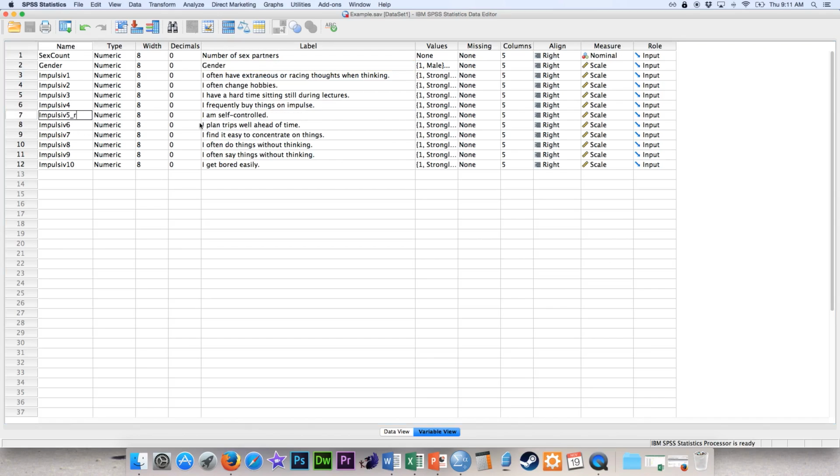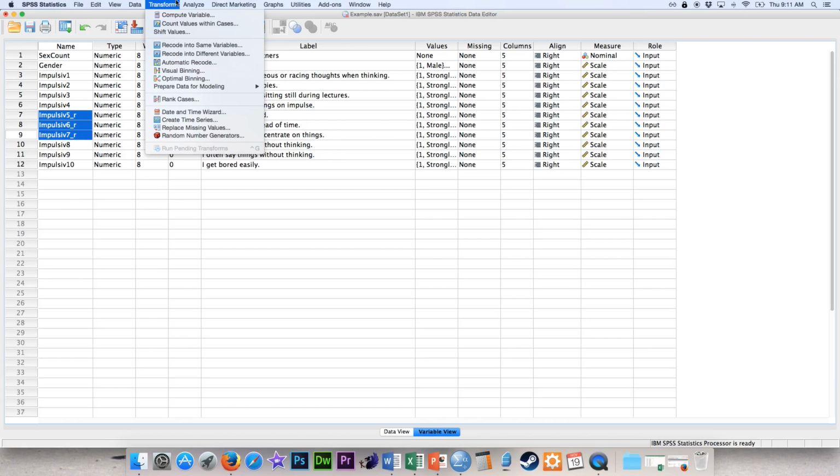We actually have 3 in a row that should be reverse scored, like "I plan trips well ahead of time." That's low impulsivity. And "I find it easy to concentrate on things." That's also low impulsivity. And the rest, like "I often do things without thinking," "I often say things without thinking," all the rest of them have to do with high impulsivity, so we can just keep those the same. But let's go ahead and reverse score these.